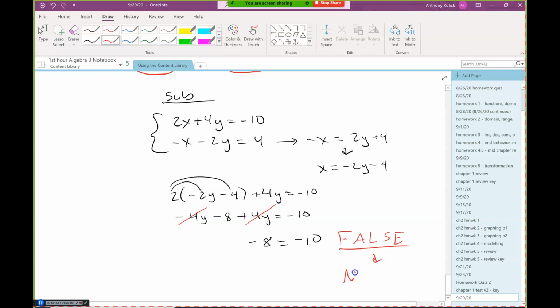If you're left with a false statement, like negative 8 is equal to negative 10, that just means no solution. A similar thing would happen with elimination. Things would cancel out and you'd be left with something like 0 equals 2.